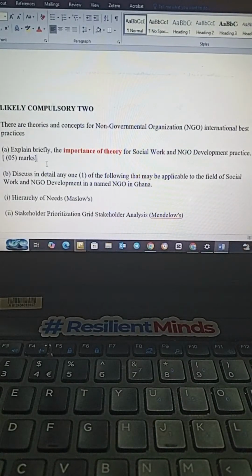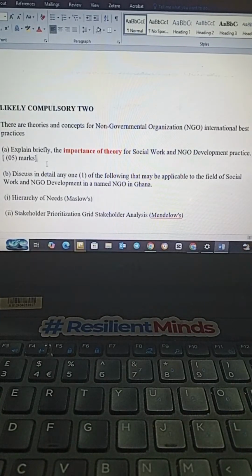Do you get it? We all know what theories do. First, theories inform social work practice. That is the first importance of a theory in social work practice. What am I trying to say here? When we say it informs social work practice, it simply means that it helps social workers in their engagement and in the assessment of clients' needs. That's the first relevance or importance of a theory.